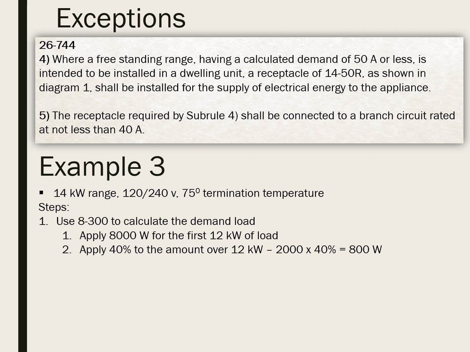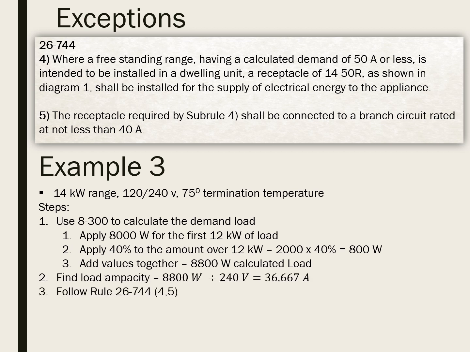In our case, we have 2 kilowatts over. Therefore, if we take the 2000 watts, multiply it by 40%, we end up with 800 watts. We add the 8000 watts together with the 800 watts and we get a total calculated value of 8800 watts. This is the value that we're now going to divide by our voltage, and remember to use your highest voltage. 8800 watts divided by 240 volts is equal to 36.667 amps.